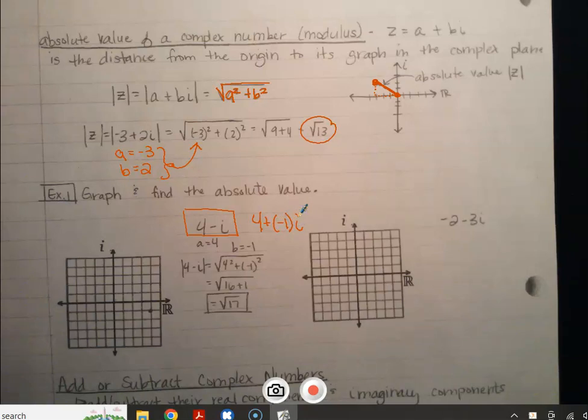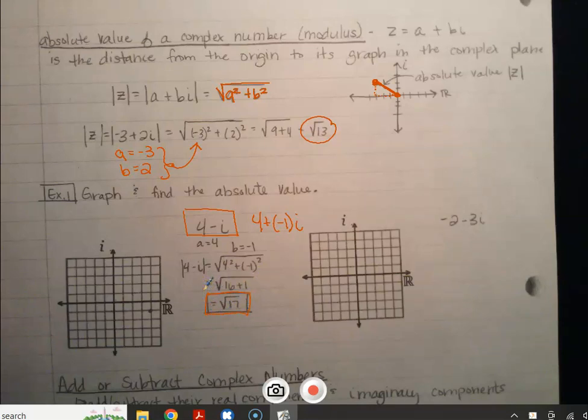When I plug those in, the absolute value of 4 minus i equals the square root of 4 squared plus negative 1 squared, which is the square root of 16 plus 1, or the square root of 17. That is the distance.